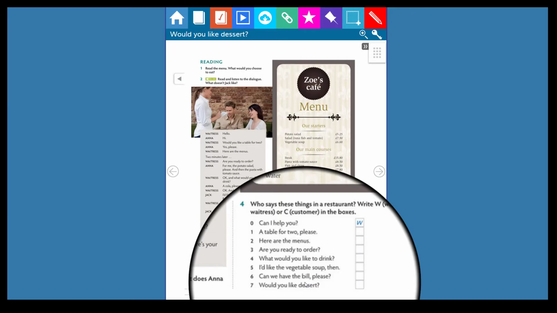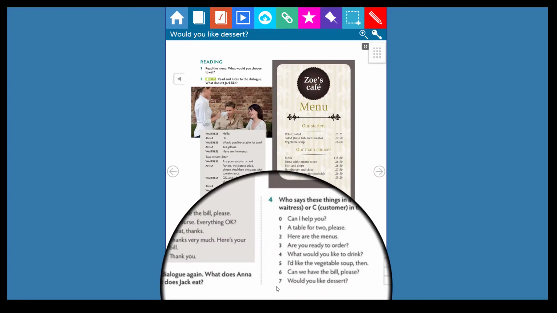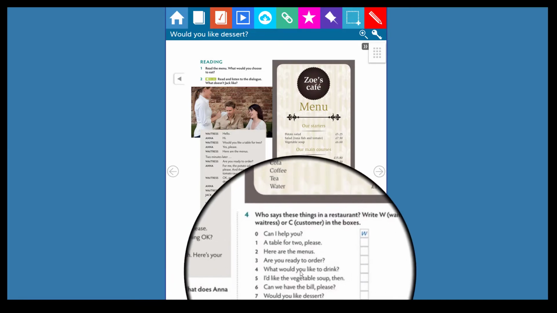Letter C, customer. Very good. And number 7, would you like dessert? That it's W. The waitress or waiter says that. Very good.